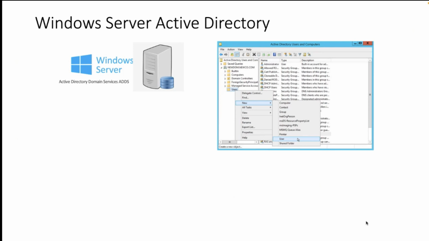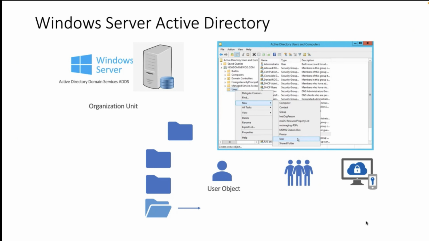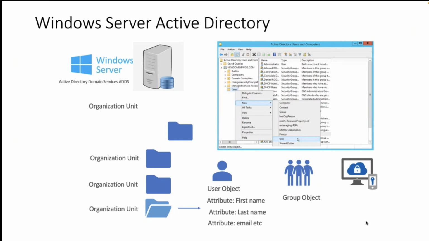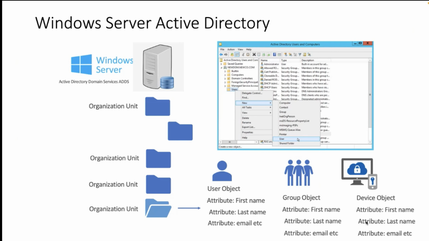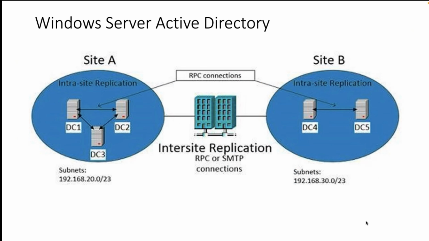Now, the problem with this is obviously it's a single point of failure because it's on a single database. We organized our users by organizational units, and here we created our objects. So objects are in the database: users, computers, groups, and every user has attributes, a first name, last name, an email address, and so on. All right. Now, of course, that's the logical side of Active Directory. The physical side of Active Directory is that, of course, it was a database.